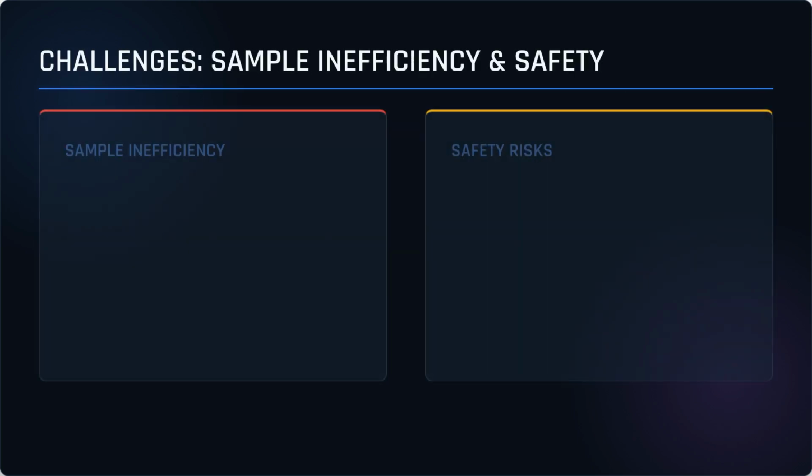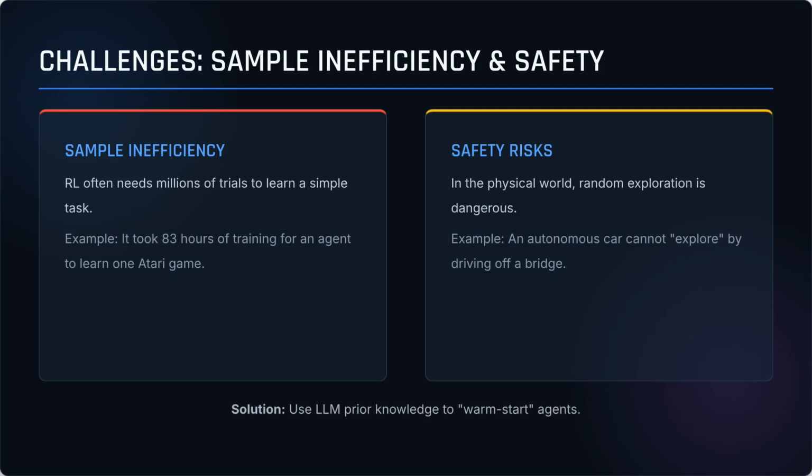Two major challenges remain in RL: sample inefficiency and safety risks. RL often needs millions of trials to learn simple tasks. Furthermore, random exploration is dangerous in the physical world. An autonomous car cannot safely explore by driving off a bridge.